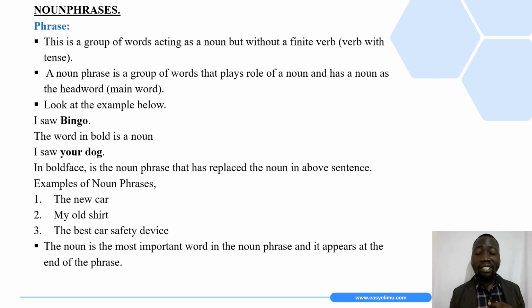So in the noun phrases, expect to get a noun that is the head word. So they act as the main word in those phrases. So the noun is the most important word in the noun phrase, and it appears at the end of the phrase. So the noun that is used in a noun phrase as a main word or as the head word normally appears or comes at the end of the noun phrase.